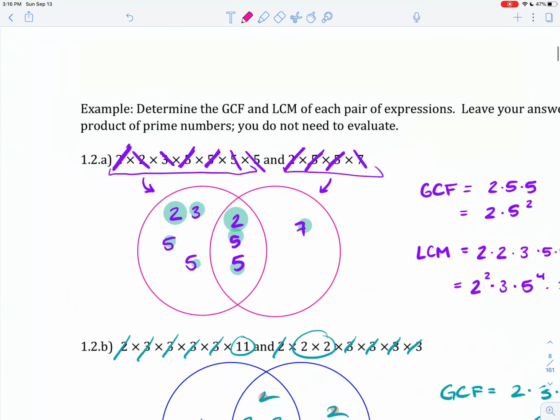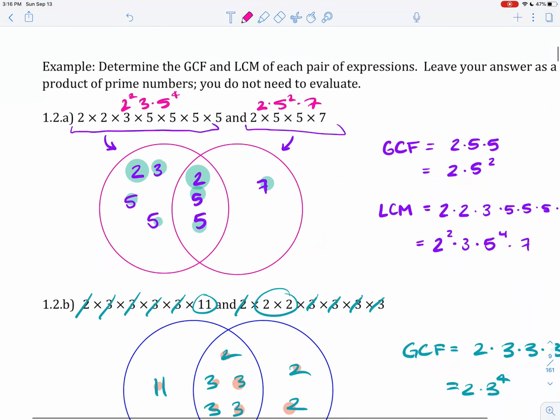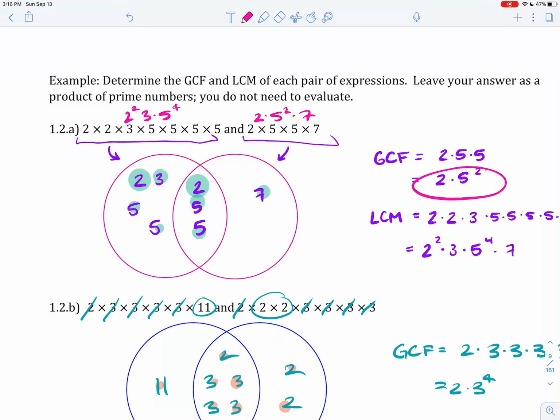If we look at the numbers we had here at some point, this one on the left is 2 squared times 3 times 5 to the 4. This one is 2 times 5 squared times 7. Over here, the GCF is 2 times 5 to the power of 2. Where does that come from? How can we possibly get that based on these prime factorizations? If we look at this real carefully, we'll notice that there are limiting factors. They both have 2s, sure. This one has two 2s, but this one only has 1, which is why the GCF only has 1.